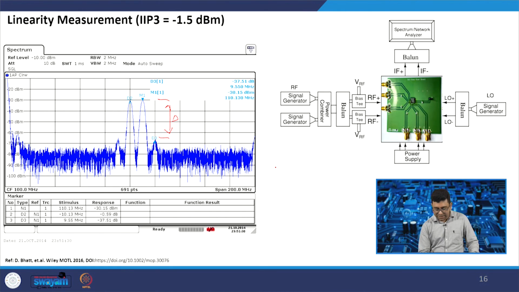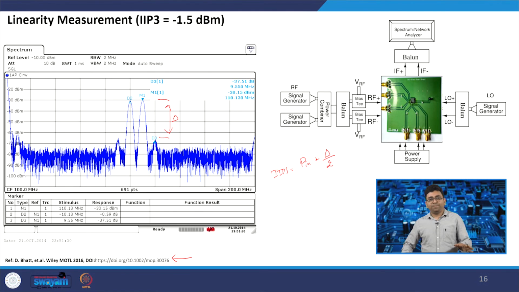So, your IIP3 is equal to P in plus delta by 2. This we already have discussed when we discussed the IIP3. In this case IIP3 is around minus 1.5 dBm. If you are interested to go for more detail about the results and discussion on the chip that we have fabricated, you can go through this reference. All the details have been provided in this reference.